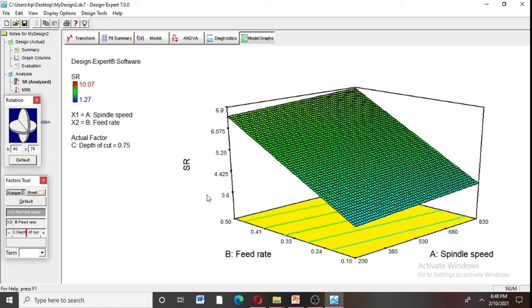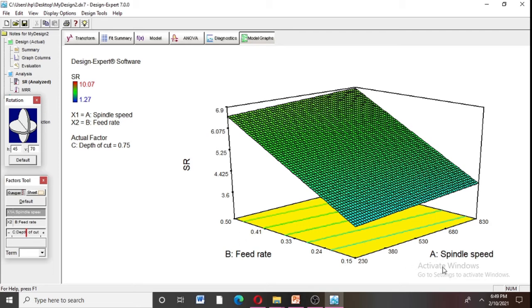So according to this response surface model, the increment of spindle speed doesn't impact the surface roughness, but the increment of feed rate has a huge effect on the surface roughness, because as the feed rate increases, the surface roughness value also increases. But if you increase the spindle speed from lower level to upper level, there is no effect on surface roughness. Likewise you may write your inference.